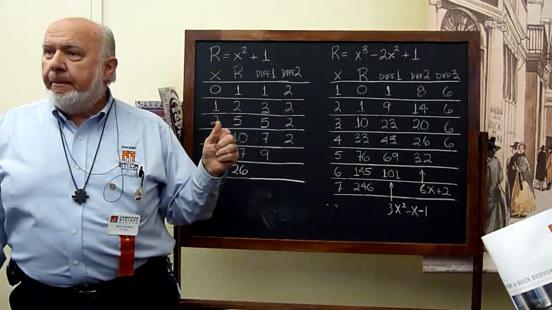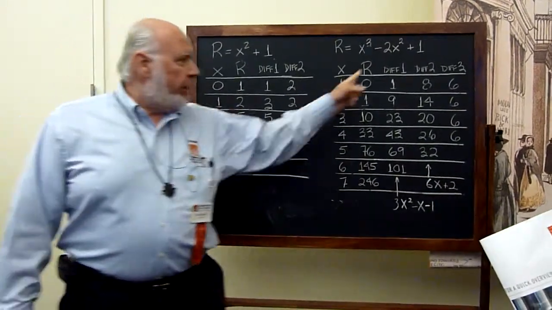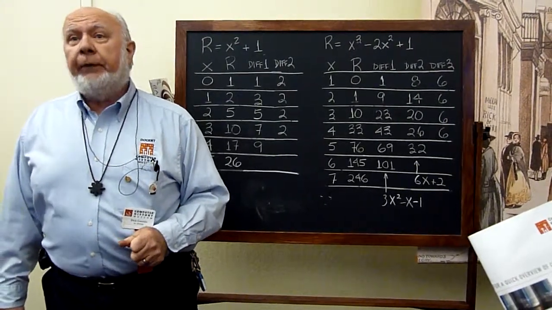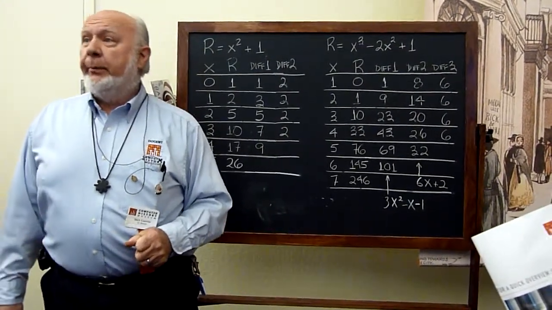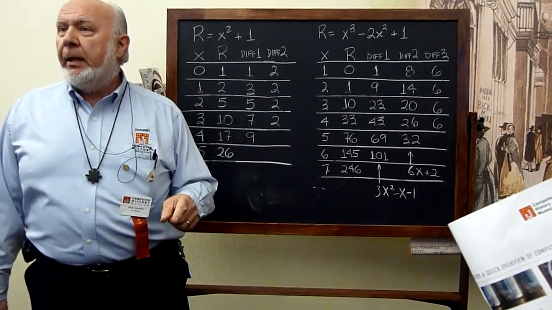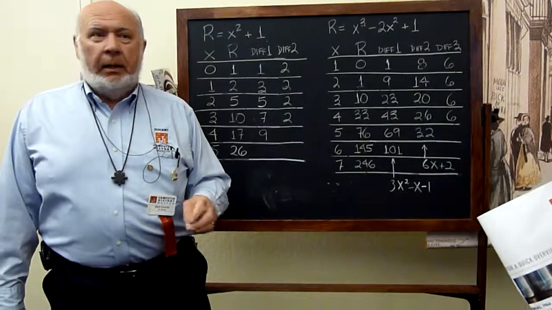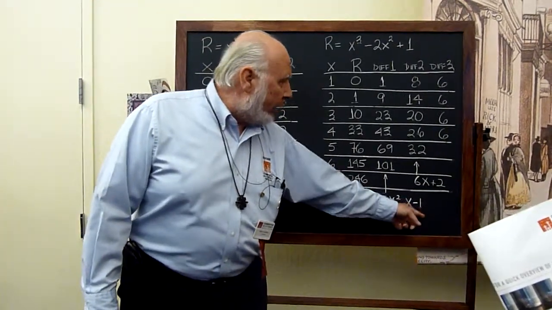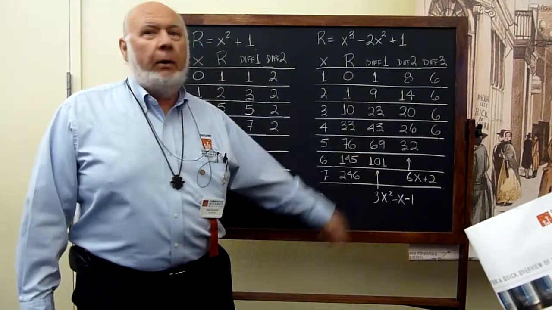Okay? So this column of numbers, however, is not random. They are, in fact, the results of another polynomial equation, which is written at the bottom. It's 3x squared minus x minus 1. And if you put x equals 1 in here, 3 times 3, subtract 1 and subtract 1 again, you get 1. And so on.